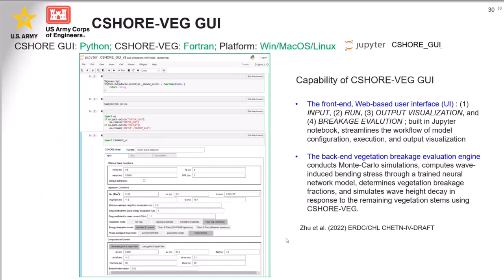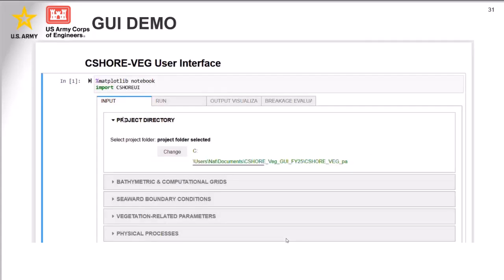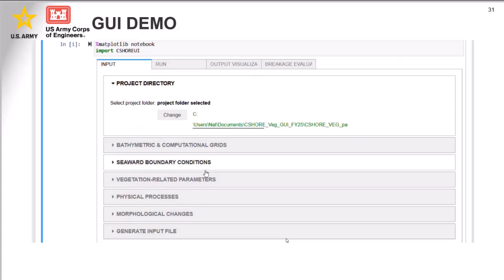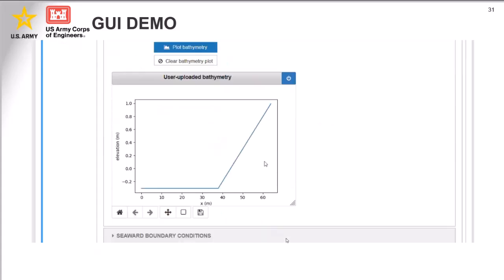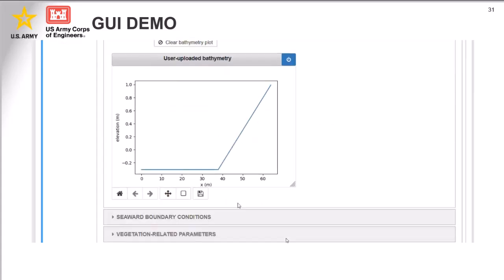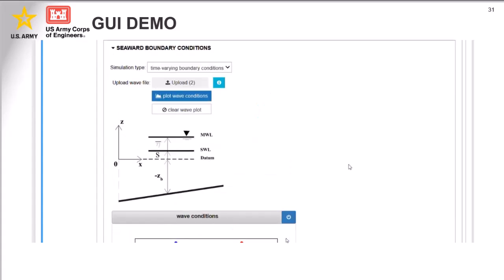Finally, this is our open source GUI tool that was created to run CSHORE-Veg and visualize hydrodynamic predictions in vegetation. This is provided in a Jupyter notebook, which calls the CSHORE-Veg executable program written in Fortran. So you can input your biomechanical parameters, wave properties, and bathymetry for this simulation. Here's a quick demo. You can choose your project directory, which includes your CSV files of both bathymetry and your wave conditions.